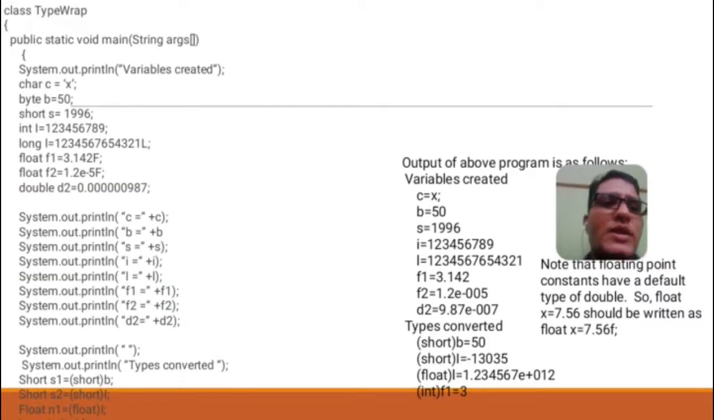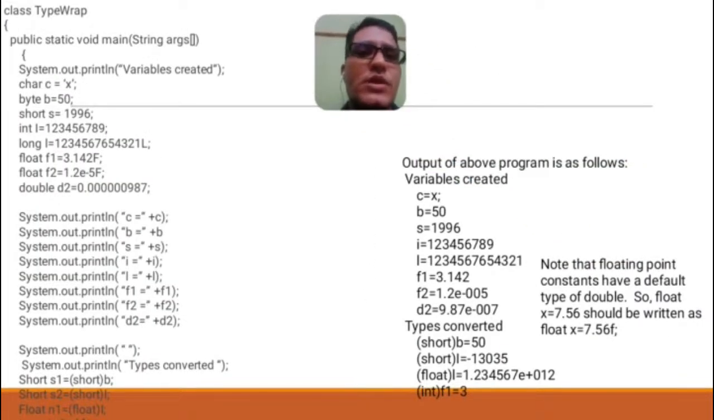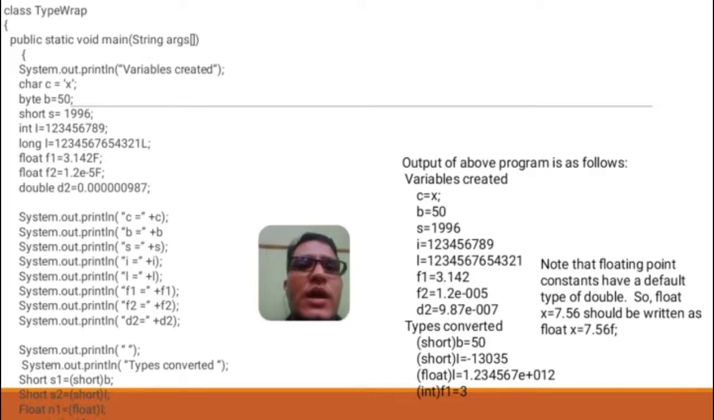And here it explains one sample program. You just go through it. The name of the class is TypeWrap, and we have defined the main method. I am displaying one output statement, variables created: char c is equal to, assigned within single quotation marks, x, and byte b is equal to 50, short s is equal to, and all these are values, and I am displaying the output of c, b, s, i, l, f1, f2, d. It will display the result as you are seeing here in the output.